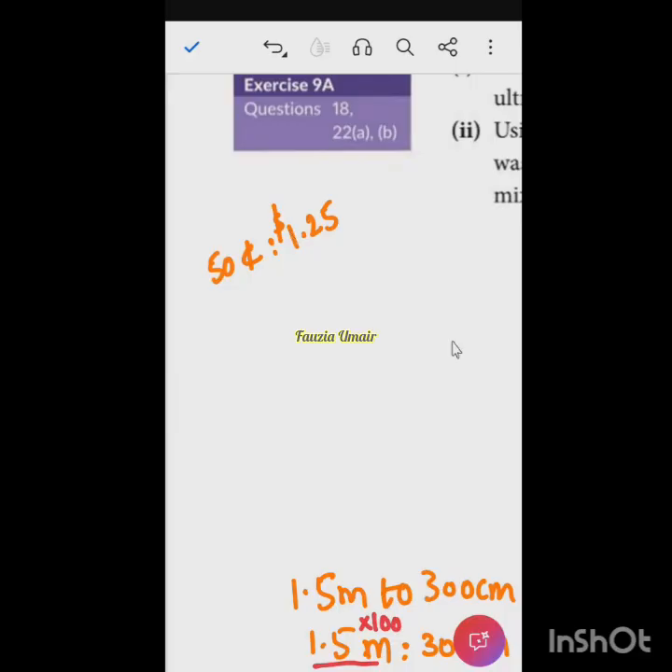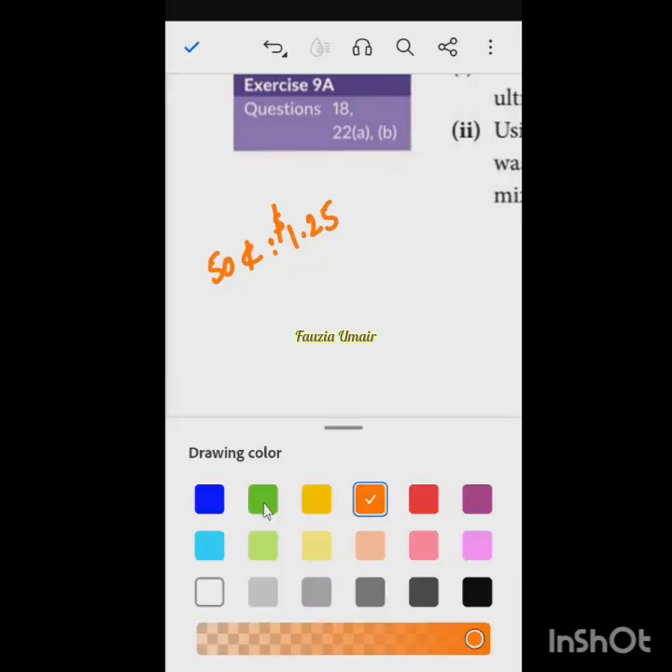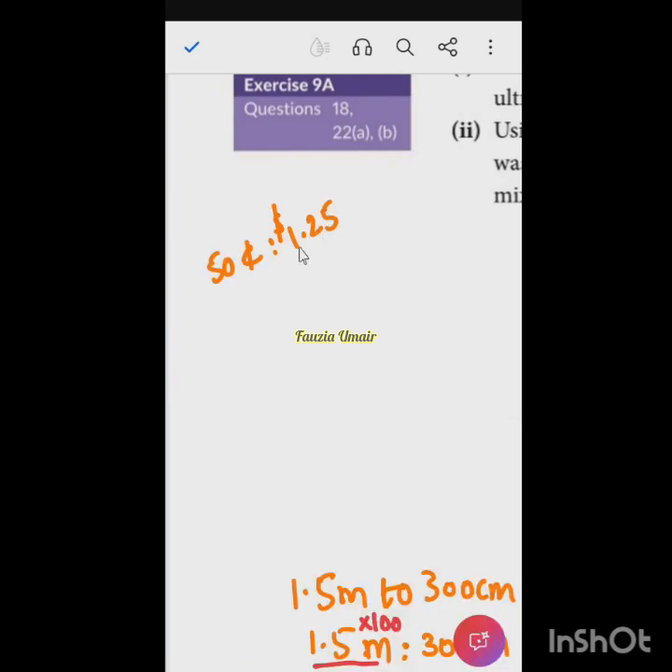So now which is the smaller unit? Cent. Cent is the smaller unit. So this means we need to convert dollars into cents. So how to convert dollars into cents? How many cents are there in $1?